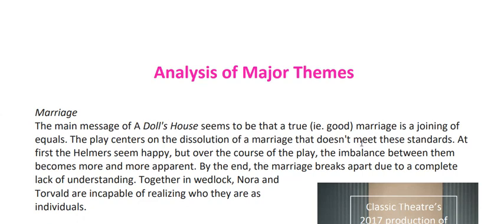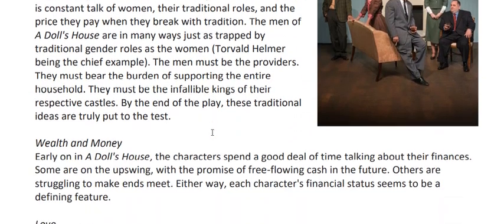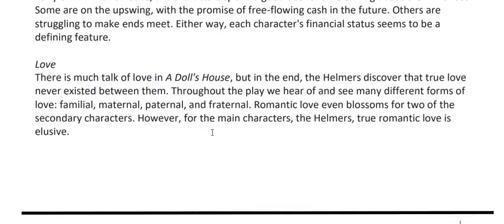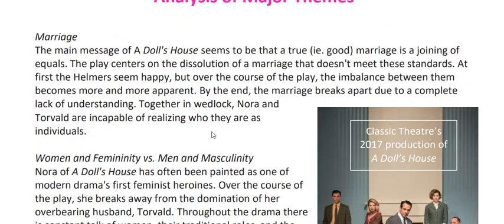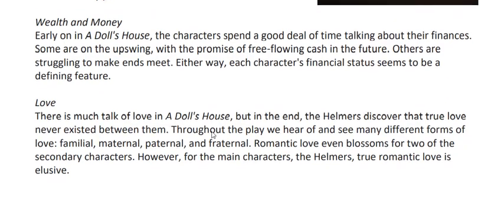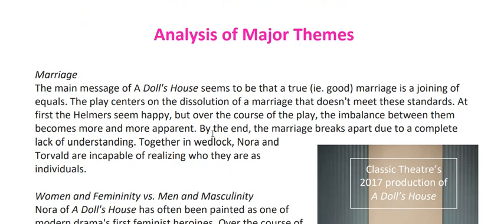Now we are going to discuss the major themes in the play. The major themes in the play A Doll's House are marriage, women and femininity versus men and masculinity, wealth and money, love, and that's all. So 1, 2, 3, 4. Four major themes in the play that most of the critics agree on.